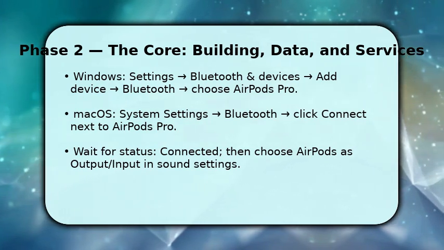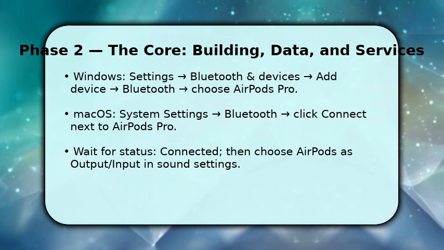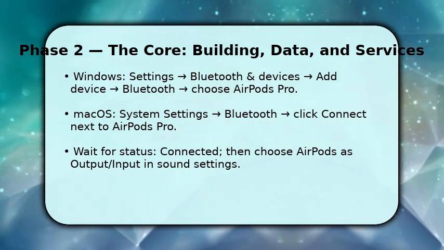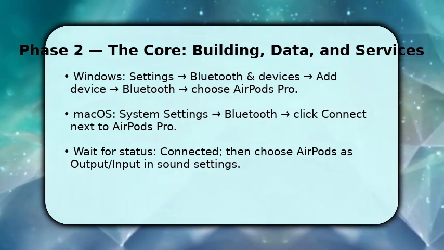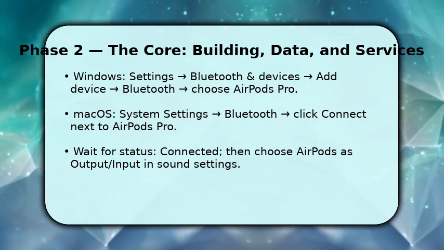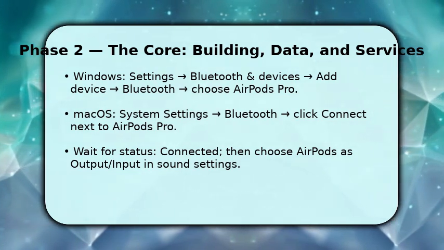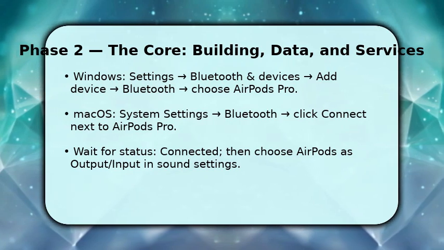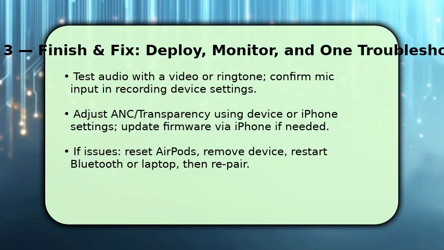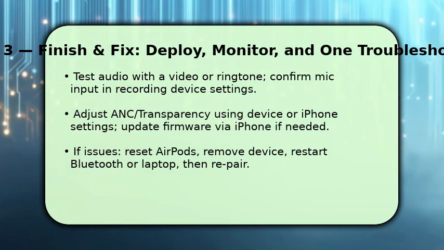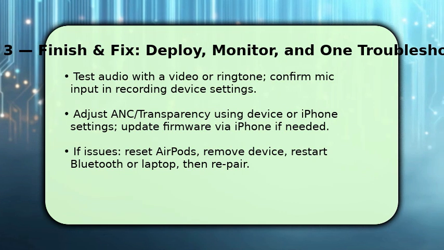Once connected, open Sound or Audio settings and explicitly select AirPods Pro for output, and for input if you plan to use the mic, so audio routes correctly. After connecting, play audio to confirm stereo sound and check the mic by recording a short clip. This verifies both output and input routing.